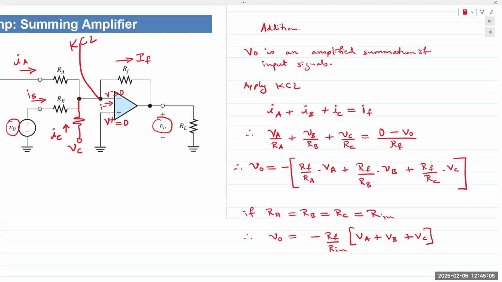Inverting amplifier and non-inverting. How many of you have finished this lab in 361? All done. You did a summation of the signals in the lab too. Did it work? What do you mean, kind of?